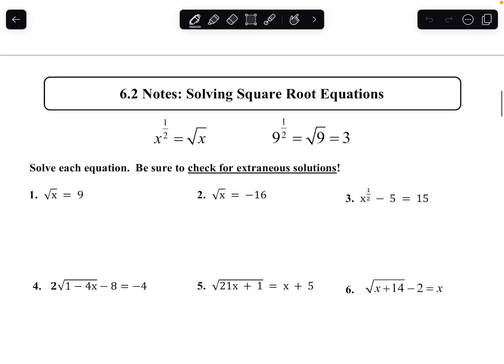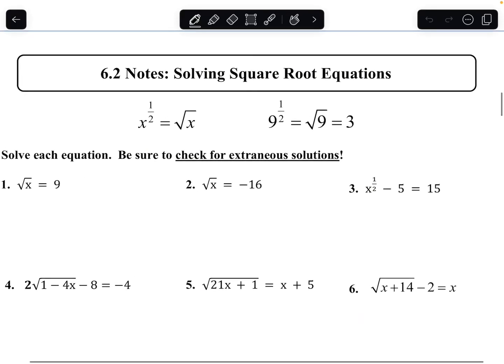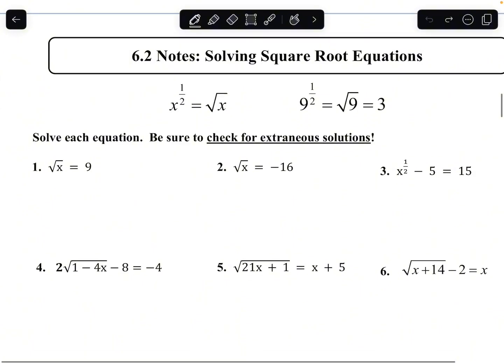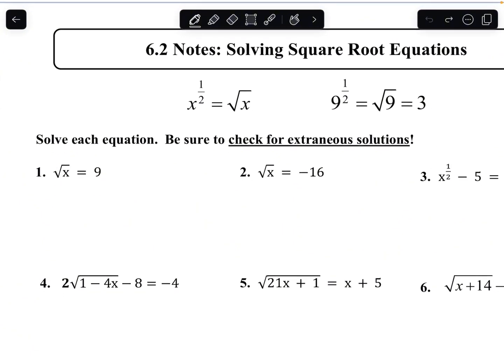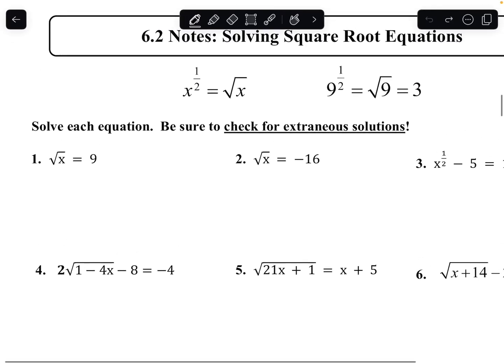Okay, in this lesson, we're going to be solving square root equations. Something to remember is that a square root is the same as a 1/2 exponent, a 1/2 power. So if you see a 1/2 power, you can just treat that as a square root. We're going to start off with some simple equations and then move from there.